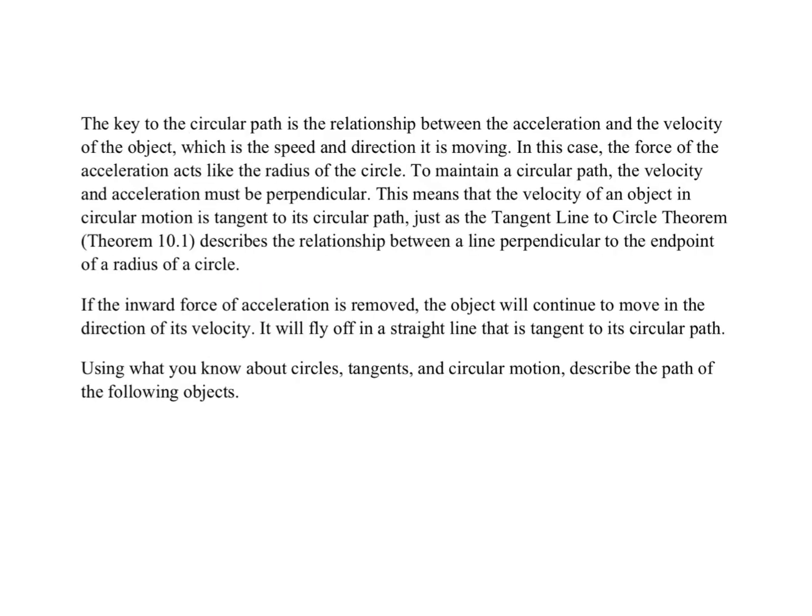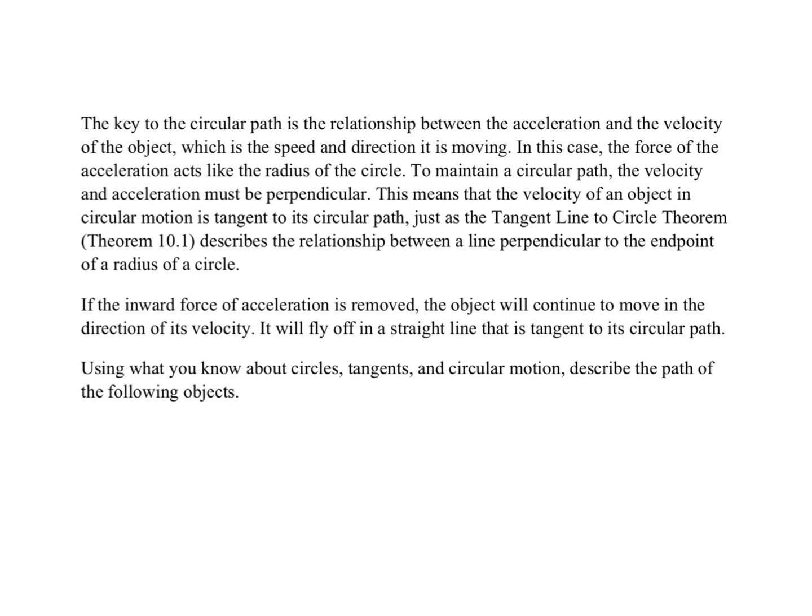The key to the circular path is the relationship between acceleration and velocity of the object. Velocity is always speed and direction it is moving. In this case, the force of acceleration acts like the radius of a circle. That's what's pulling down towards the middle. To maintain a circular path, the velocity and acceleration must be perpendicular, or form a right angle. This means that the velocity of an object in circular motion is tangent to the circular path.